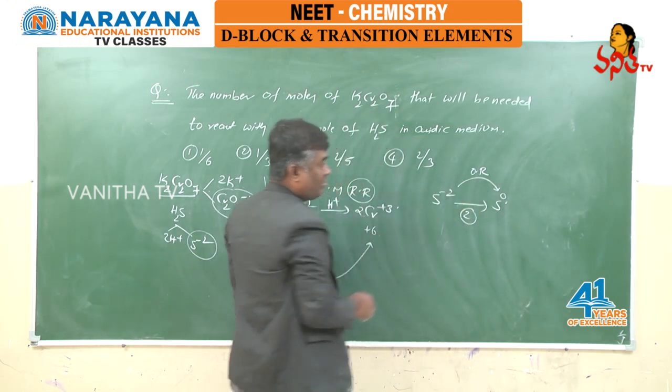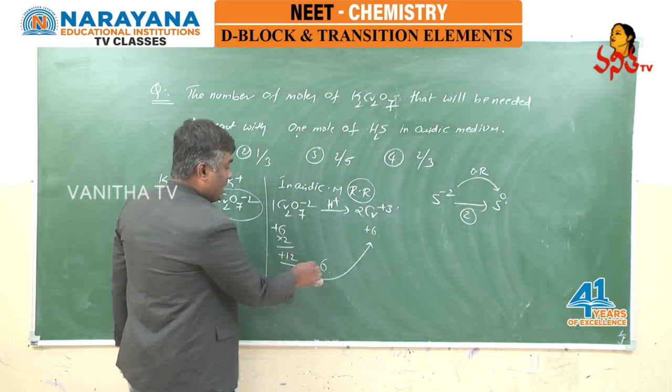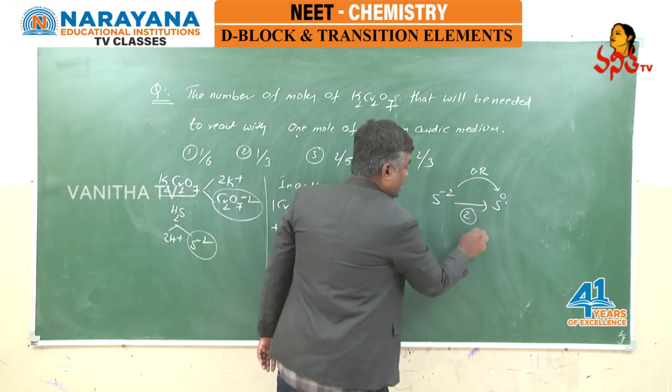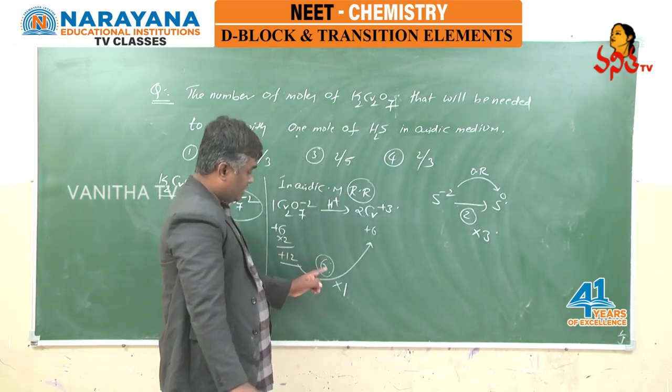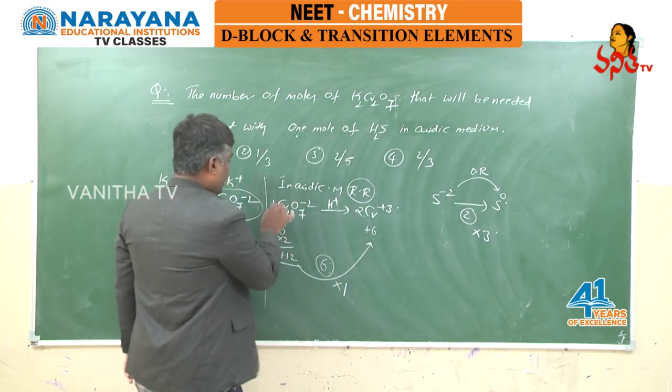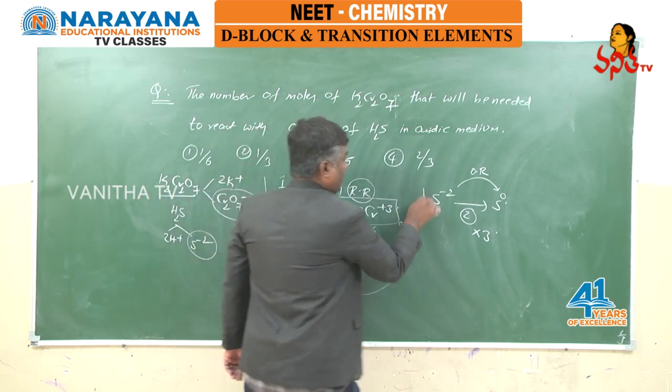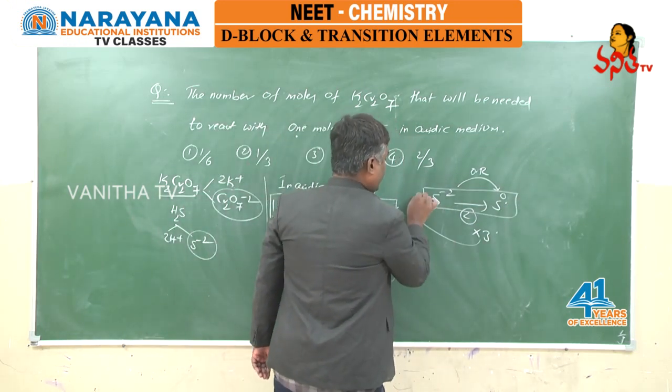−2 becoming 0 means the change in the oxidation number is 2. Here the change is 6. So I should multiply this with 1 and this I should multiply with 3. Why? Because 6 ones are 6, 2 threes are 6. Means this entire reaction I should multiply with 1, whereas this I should multiply with 3.